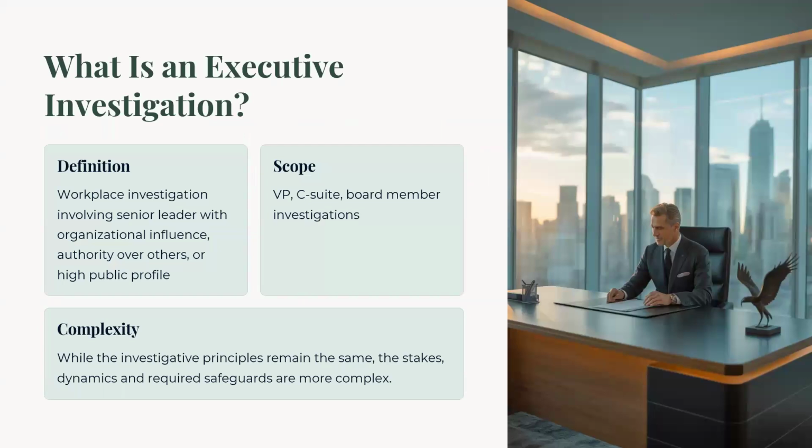So before we jump into all of that, I'd like to ground us in a definition. What is it that we're talking about when we're talking about an executive investigation or a senior level investigation? Generally, what we're talking about is a workplace investigation that involves someone in the C-suite, a senior leader with organizational influence, someone with authority over others, or a high public profile, whether that's internally or externally in the community. The scope of these investigations generally involves, like I shared, someone in the C-suite, maybe a VP. Sometimes it can be a board member.